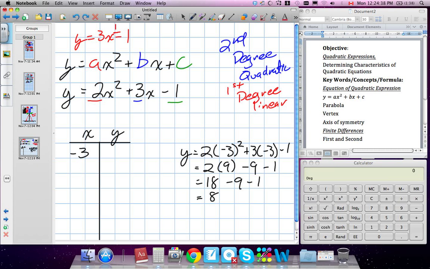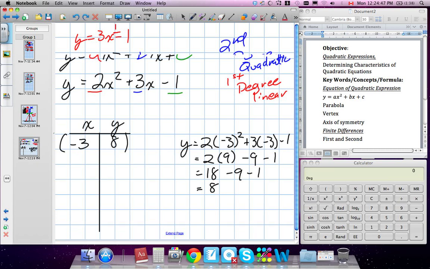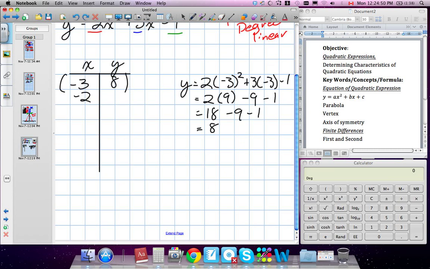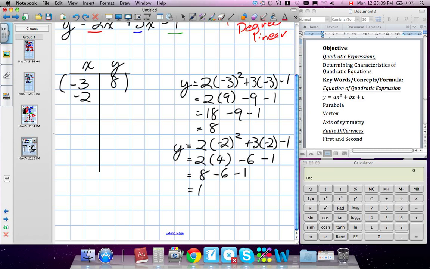That is a coordinate right there. Okay? Let's try another example. -2. We plug it into the formula again. 2 times -2 squared plus 3 times -2 minus 1. -2 squared is 4. 3 times -2 is -6 minus 1. 2 times 4 is 8 minus 6 minus 1 is 1. Here's another coordinate.